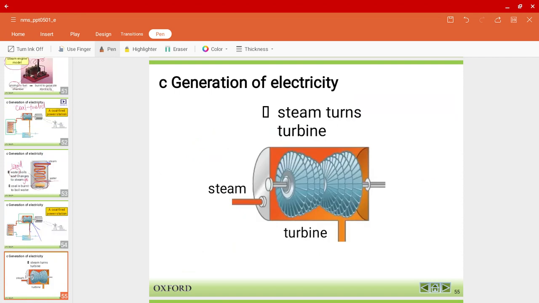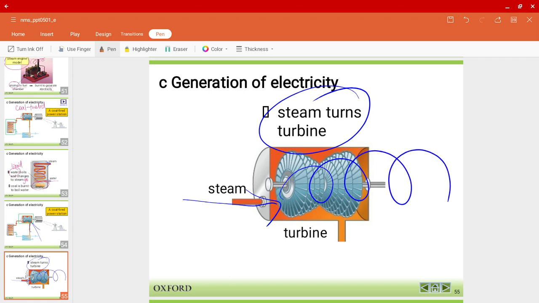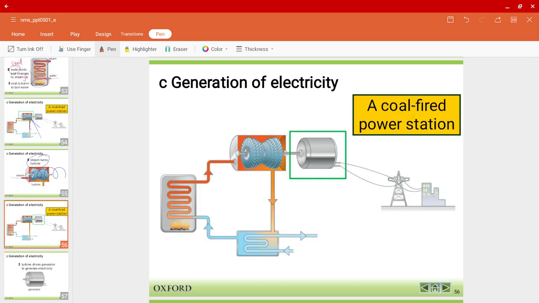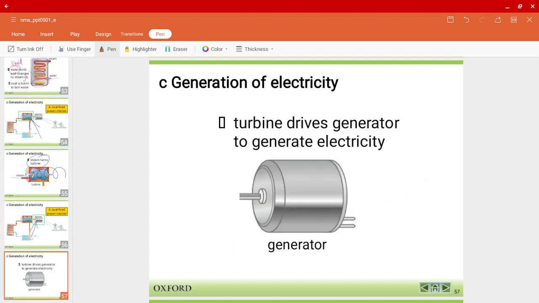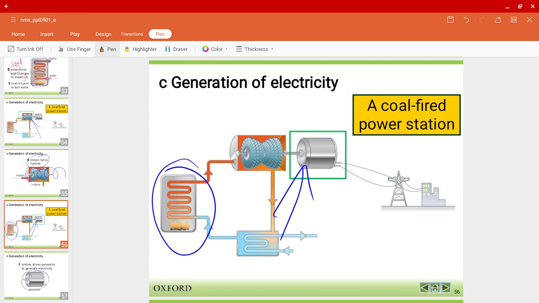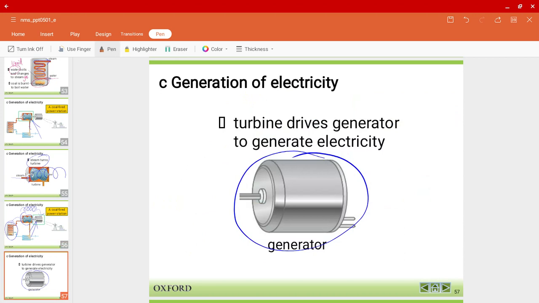Now let's focus on what happens over here. The steam that comes in will turn the turbine. This turbine will eventually drive the generator to generate electricity. In other words, originally we're using the coal. We're burning the coal, which will form steam. The steam will turn the turbines, and finally the turbines will drive the generator to generate electricity.